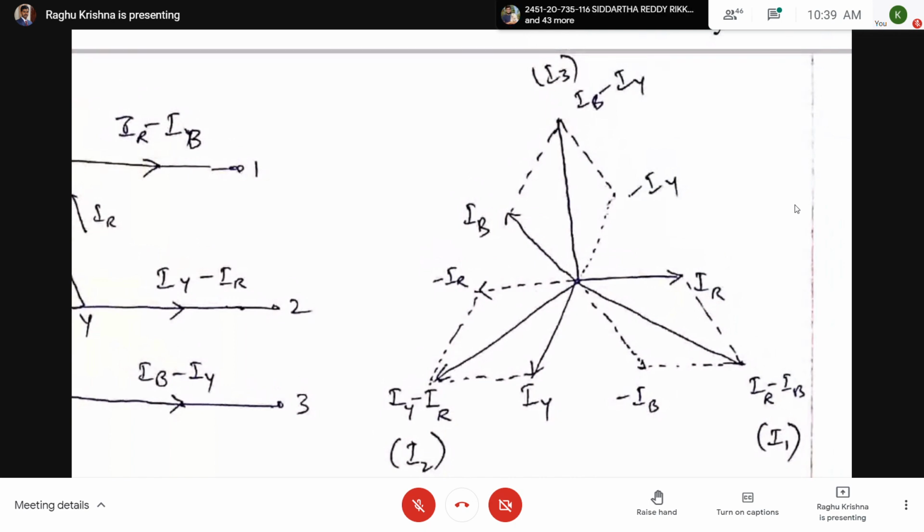Now here we have to get the relation between I1 and IR, that means the line current and the phase current. If IR, IY, IB are of equal magnitudes and balanced, balanced means having equal magnitude and a phase displacement of 120 degrees, then the line currents will also be balanced. So I1, I2, I3 will be displaced by 120 degrees and will have equal magnitude.